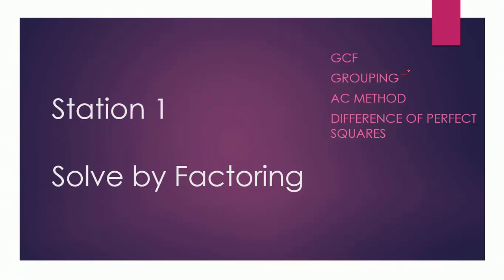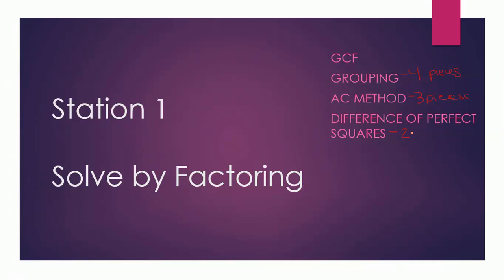Grouping is when you're going to have 4 pieces to a particular problem. Then you're going to put it in the box. AC method, we're going to do an example in the video. That is when you have 3 pieces to something. What we're going to do is multiply A times C, and then find the two numbers that multiply to give AC and add to give our B term. And then we're going to put it in the box ultimately.